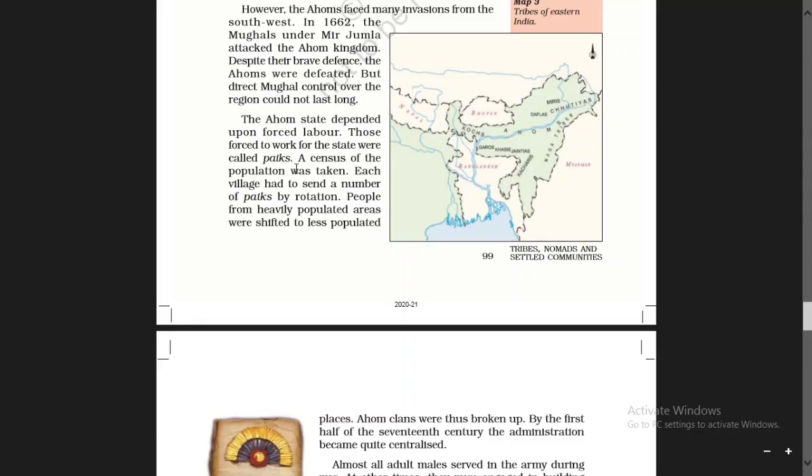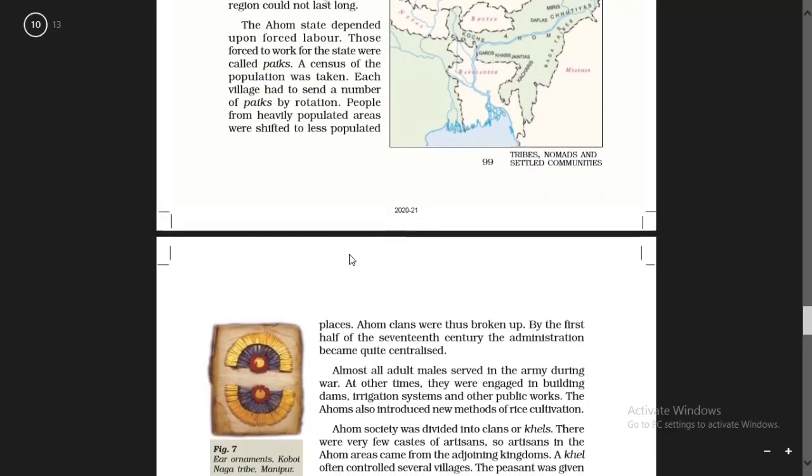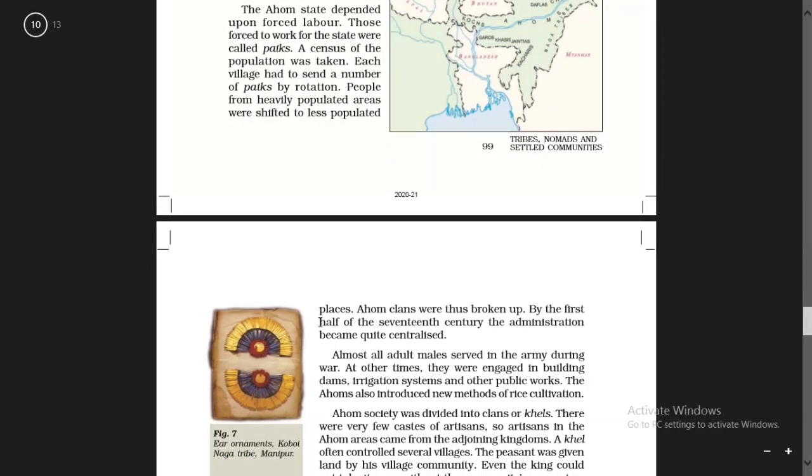A census of the population was taken. Census means counting the number of people. Each village had to send a number of paiks by rotation. People from heavily populated areas, where the population was maximum, were shifted to less populated places.